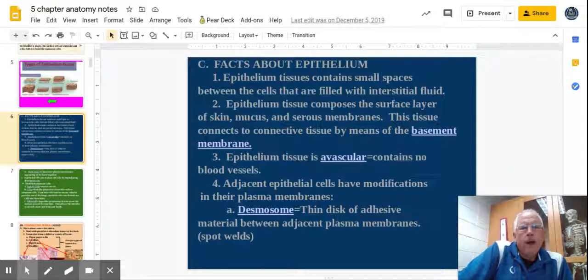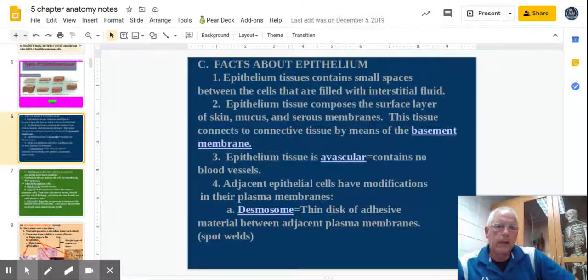Okay. Epithelial is avascular, which means there's no blood vessels. Now I know you say, well, wait a minute, if I cut my skin, it bleeds. That's actually the blood oozing up from below. It's actually down below the epithelial, and it moves through and it bleeds, but it's technically avascular, meaning with no blood vessels.